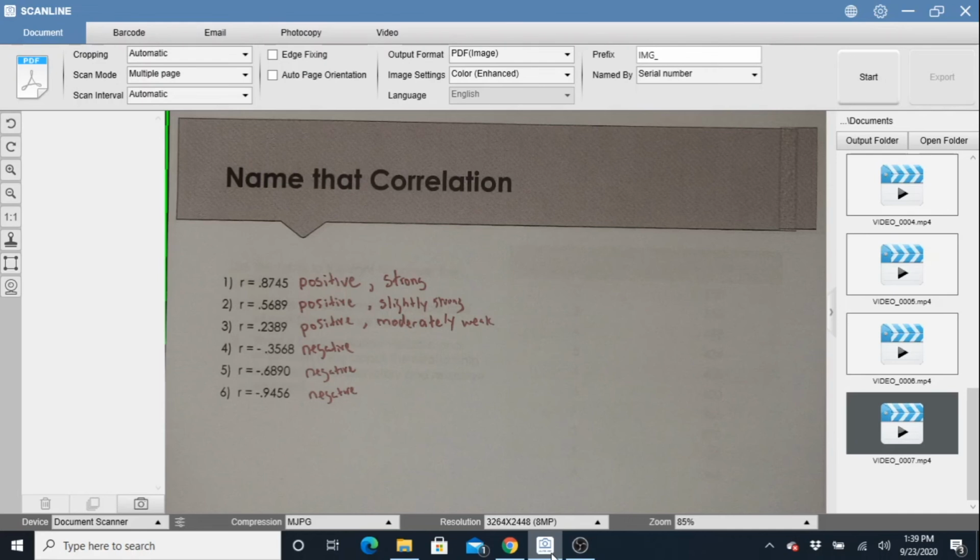So, negative, somewhat weak. Again, these aren't static. You can change them a little bit. Negative, somewhat strong. And negative, very strong.